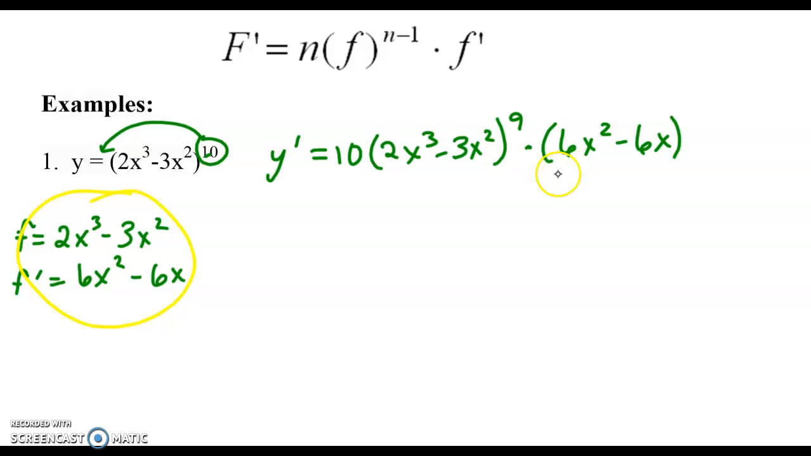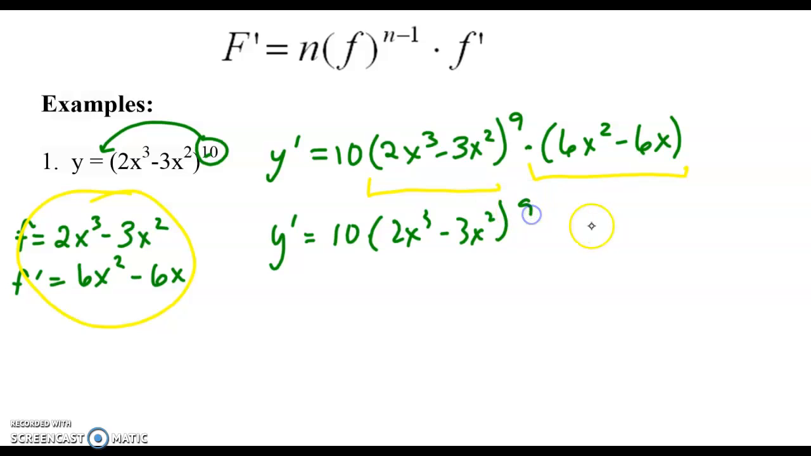Okay, to simplify it here, we can take out a common factor from this last part. This 2x cubed minus 3x squared to the power of 9, that just needs to stay as it is. Okay, so y prime is equal to, there's a 10 out front, that's one factor. I can write it how it is here for this step. And then here we'll take out a common factor of 6x. That would leave x minus 1. Okay, let's put it there.